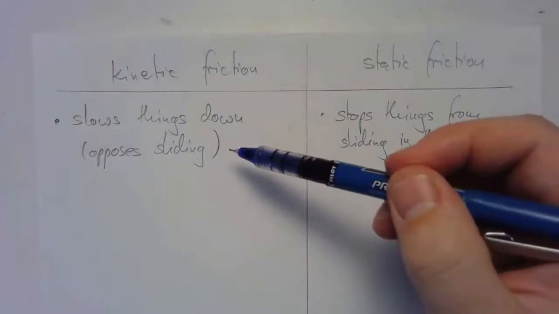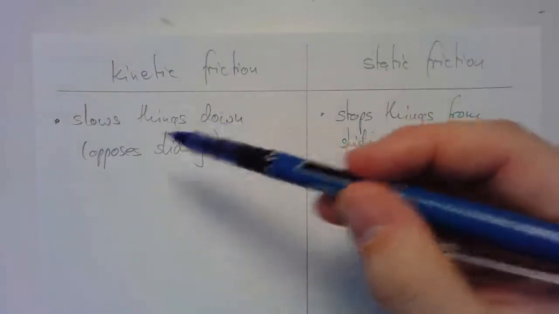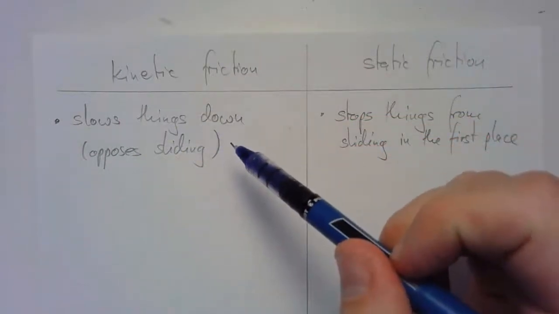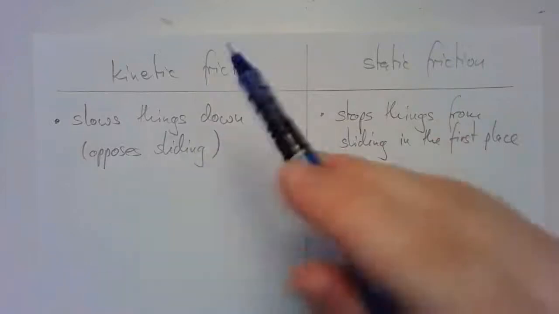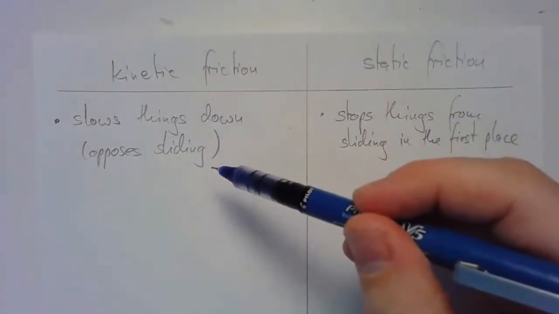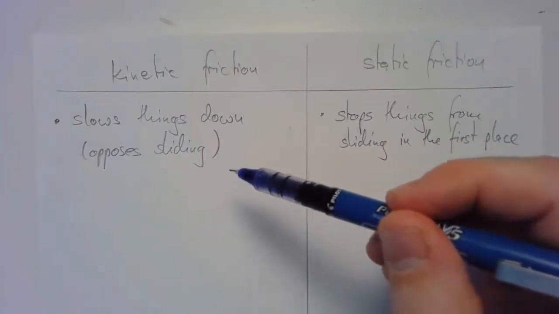There are exceptions where it actually makes something speed up. For example, and this is one of the examples I think you're going to work through in the homework, you drop a bag on a conveyor belt, like maybe at an airport, a sort of baggage belt, and it starts moving. Why does it start moving? Well, because of friction with the conveyor belt.